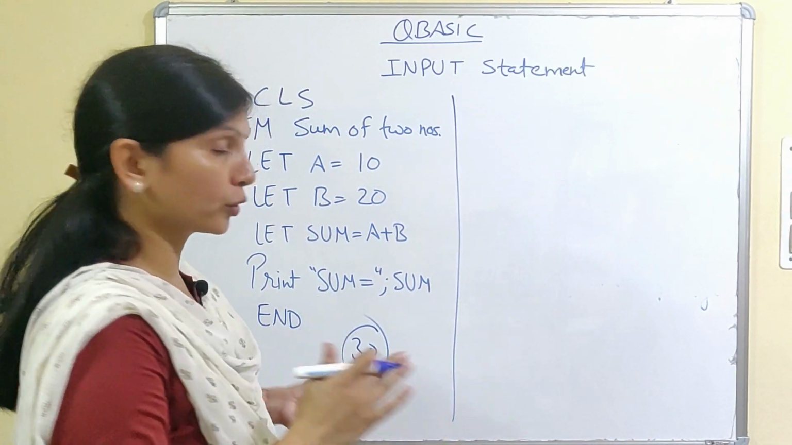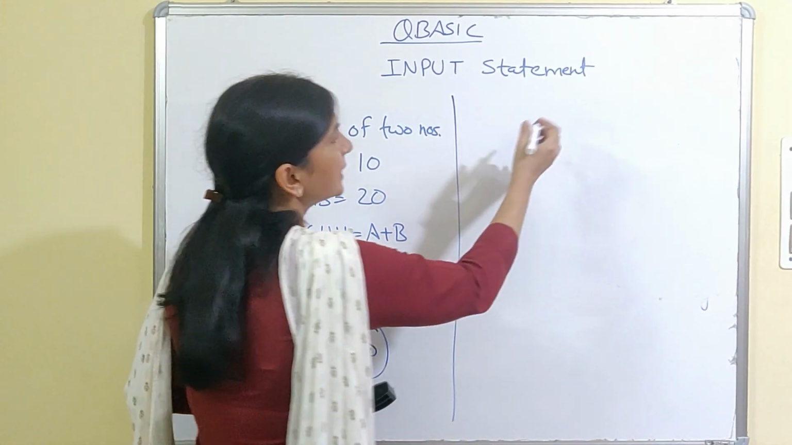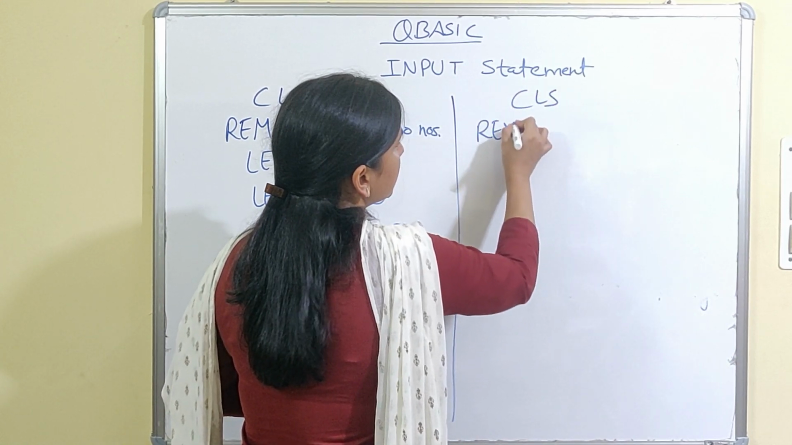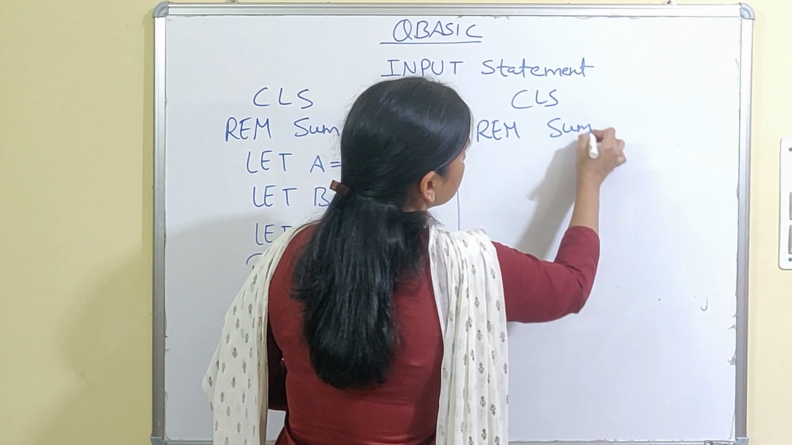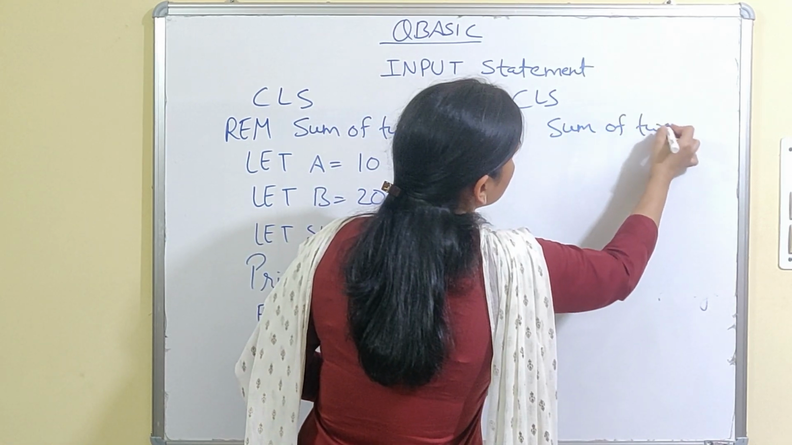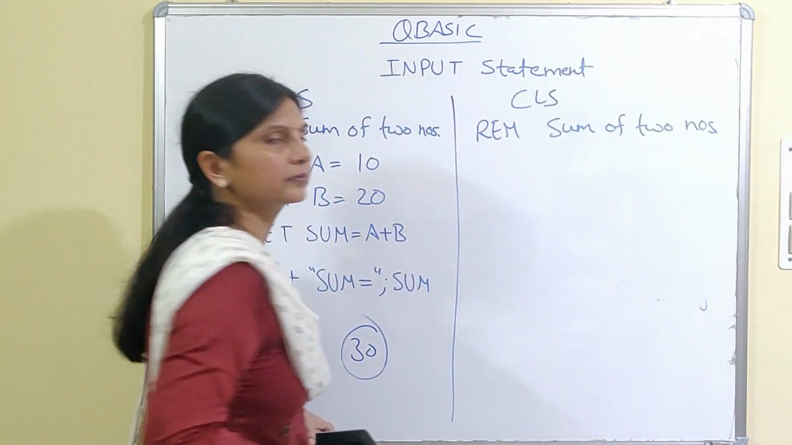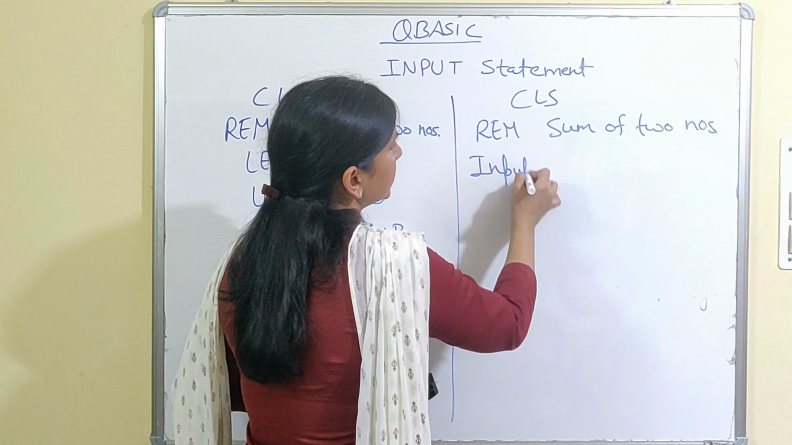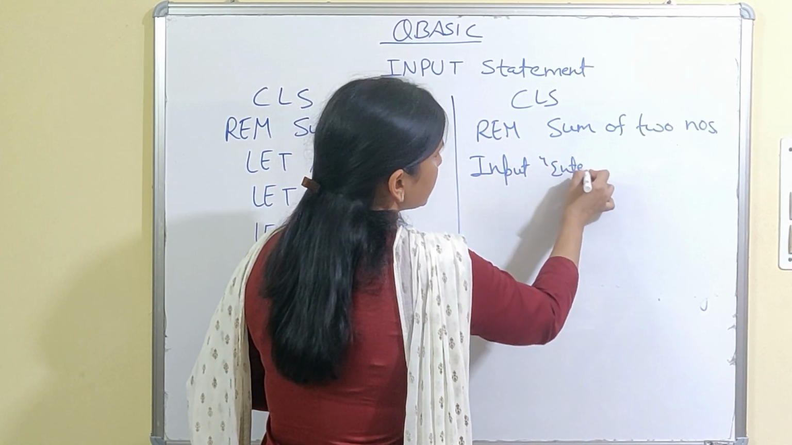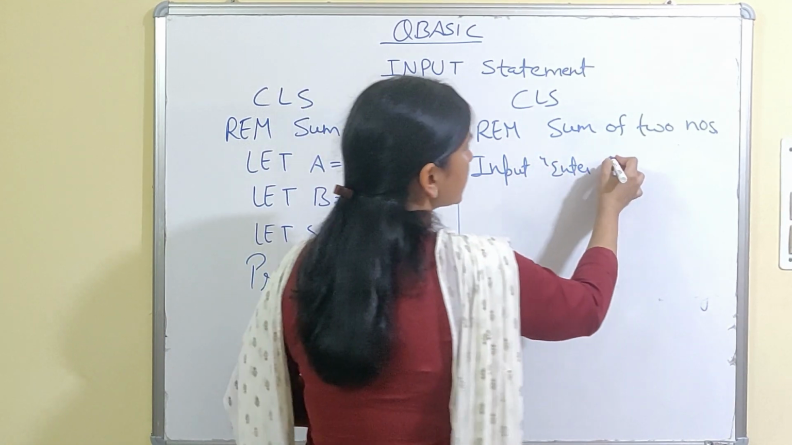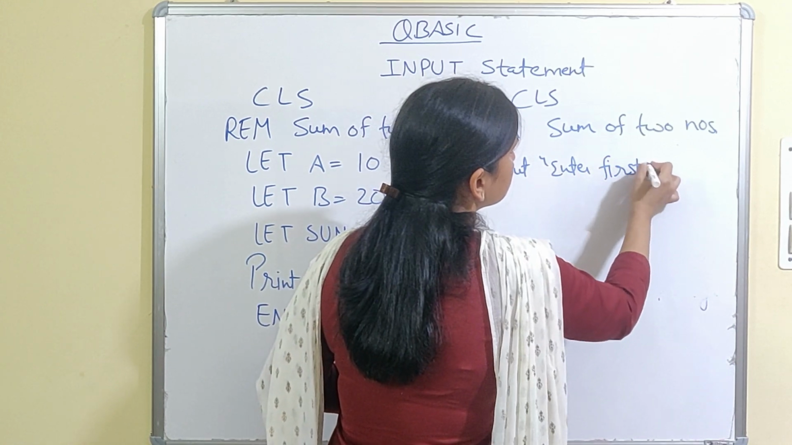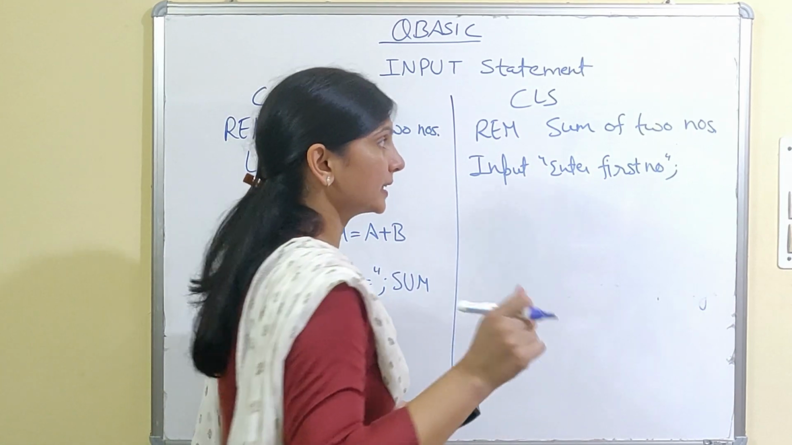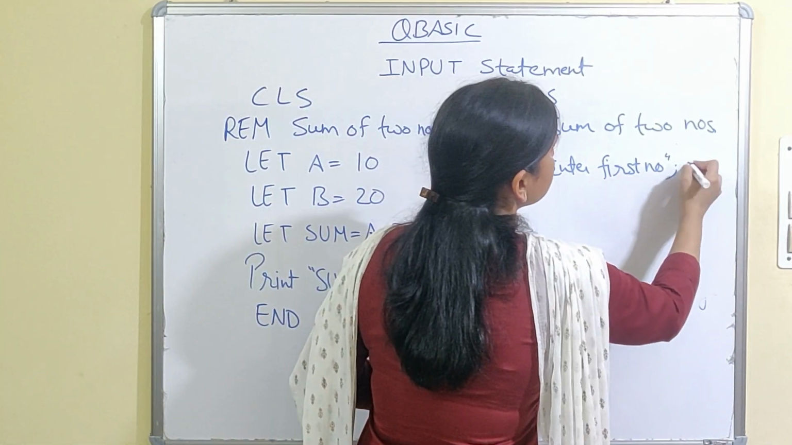Now I will show you what is the difference between let and input. So we'll start with CLS. Same REM, sum of two numbers. Fine. Now I will use input. Input with message, if you want to give, enter first number. First we will close the double quotes and then semicolon. Okay. Then first number, suppose X.